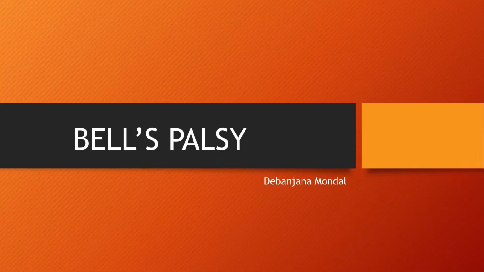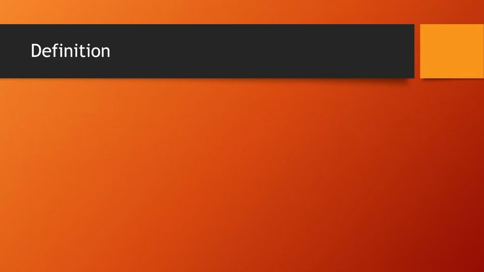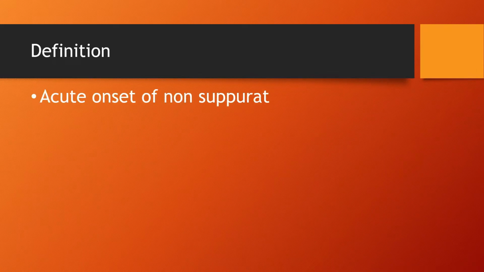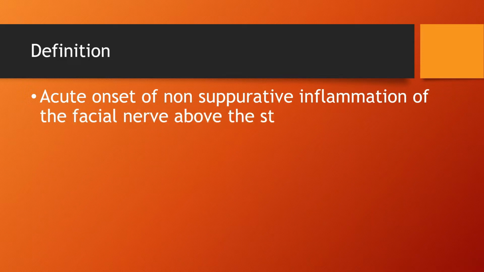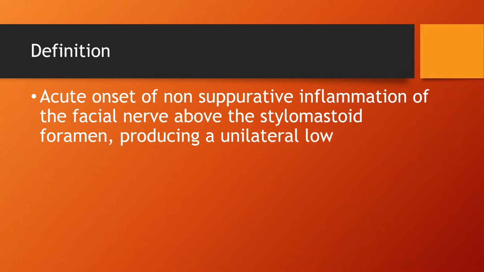So let's quickly jot down the important facts and topics of Bell's palsy. Before going to the main topic, the primary fact to be understood is it is an acute onset of non-suppurative inflammation of facial nerve above the stylomastoid foramen, producing unilateral lower motor neuron facial palsy. Now, done with the definition, we are getting into the details of the topic.